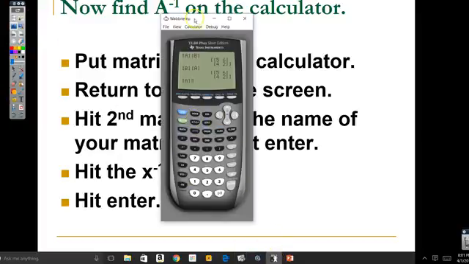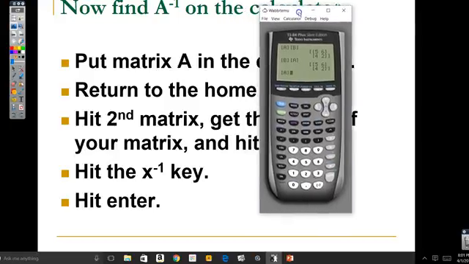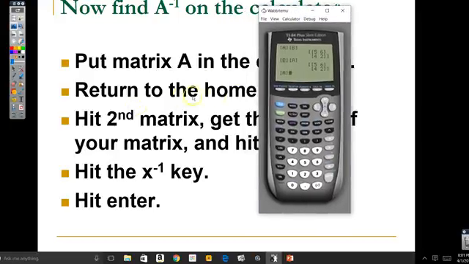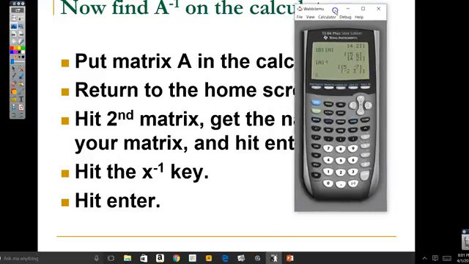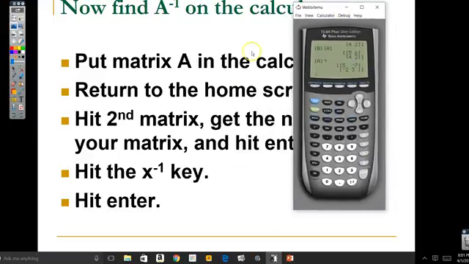Alright, so put matrix A in the calculator, we did. Return to the home screen, we did. Hit second matrix, pull up the name, we did. Hit X to the -1 key, that's right there. And then hit enter. 5, -7, -2, 3. So yes, that's what we ended up with.